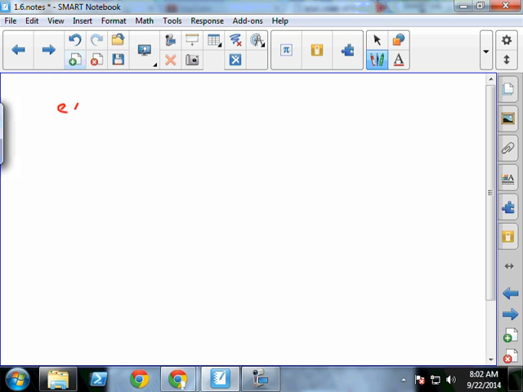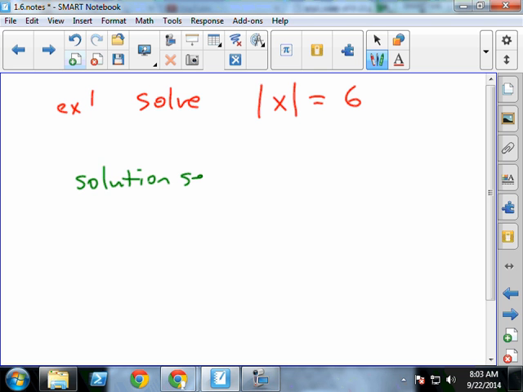Example 1. Solve the absolute value of x equals 6. This should be easy money. Anybody think they got the solution? It's kind of a trick question. What do we got? 6 or negative 6? Perfect. Good. Nice job. 6 or negative 6. So the solution set would be negative 6 and positive 6.